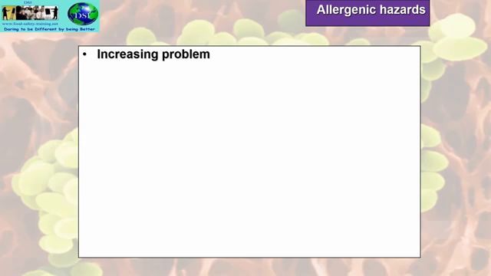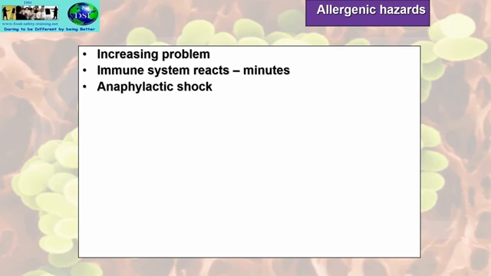Allergenic hazards are an increasing problem. The immune system can react within minutes. Anaphylactic shock, or anaphylaxis, is a life-threatening situation where a person's throat can start to swell, can block the throat, and so that person can't breathe. They can go into respiratory failure and can actually die within several minutes. That's a serious end, if you like, of an allergic reaction to food.